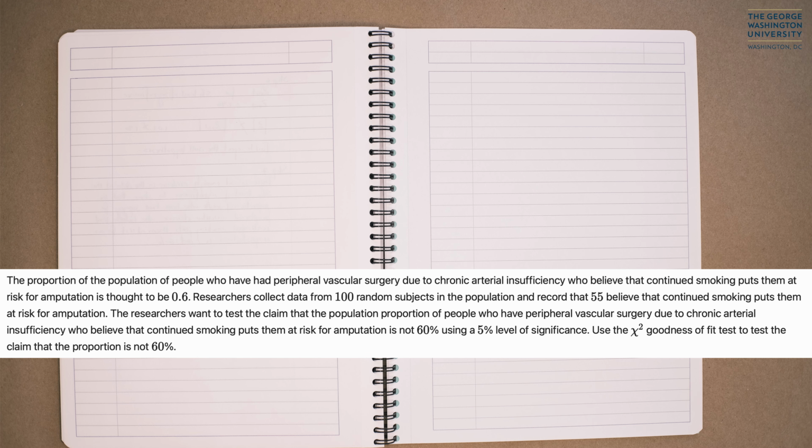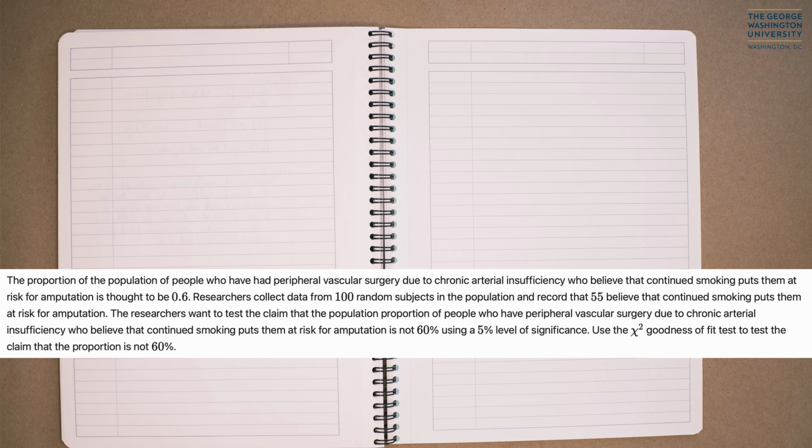So the researchers want to test the claim that the population proportion of these people who believe that continued smoking puts them at risk for amputation is not 60% using a 5% level of significance. And we are instructed to use a chi-square goodness of fit test for proportions to test the claim that the proportion is not 60%.